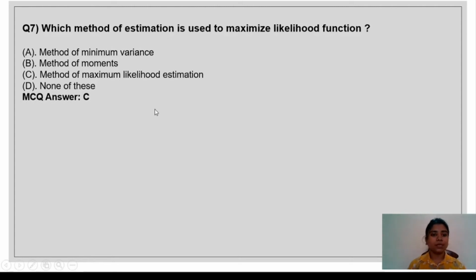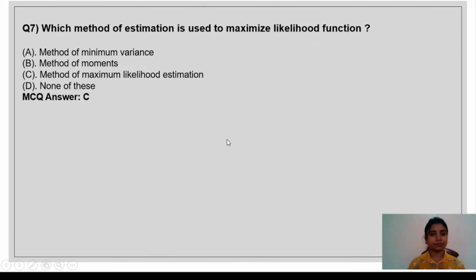Next question, which method of estimation is used to maximize the likelihood function? So options are given: method of minimum variance, method of moments, method of maximum likelihood estimation, and none of these. As we have already seen in our previous topic, the purpose of the maximum likelihood method is to maximize the likelihood function. So option C is the correct answer here, that is method of maximum likelihood estimation.